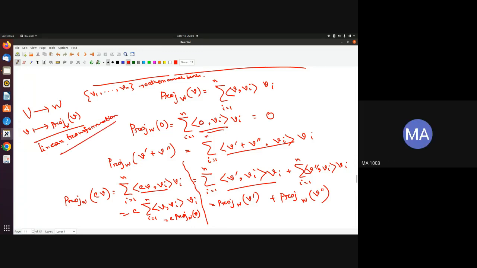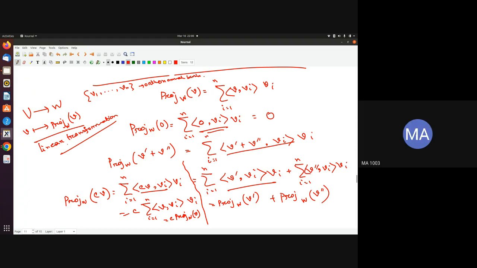Now, whenever I have a linear transformation, the first two things which should come to mind are what the image is and what the kernel is. Is it onto? Is it 1-to-1? This question should come to our mind, right? So let's start with that question. Is it onto? From V to W, then I guess it will be.